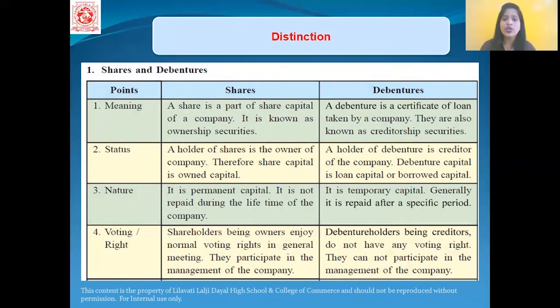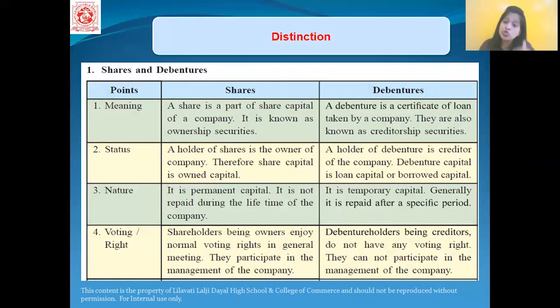So let's see. First we have shares and debentures. Very important distinguish between. We've already studied this, so we'll have a quick recapitulation of whatever we've studied. A share is a part of the total share capital of the company. What is a debenture? It is a certificate of loan taken by the company. You must remember this one. Status. Here, the holder of the share, who is he? The owner of the company. Whereas in debenture, he is the creditor of the company. So for status, you have to remember owner there, creditor here. Nature: share is a permanent capital, while debenture is a temporary capital.